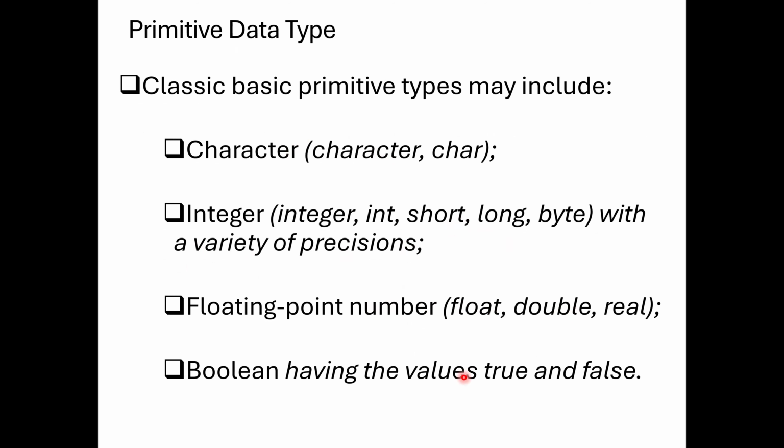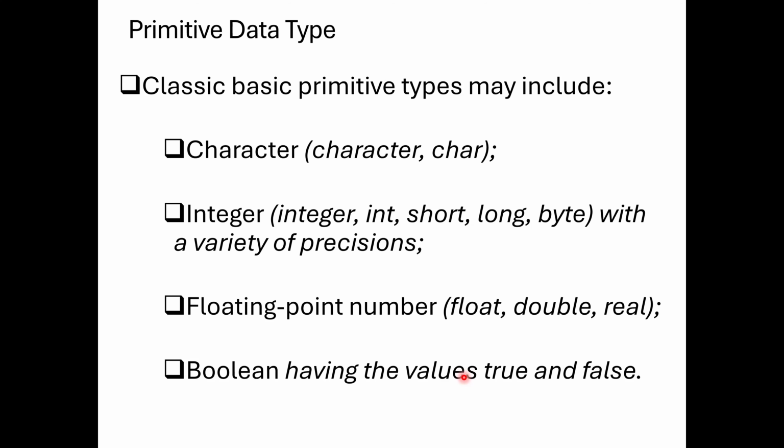So we can declare an integer variable that will store one integer value, or we might create an array of integers that might store multiple integer values. But these primitive types, they are built into the language. They allow us to do basic data management and data storage.